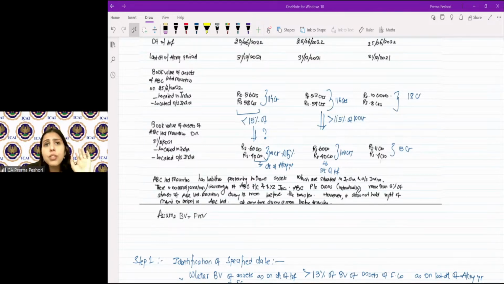Is this clear? How to take the specified date, students? Yes or no? Step 1 is very clear to all of you. Who has not understood as yet? This is very simple. Yes or no, students? I need the answers. Have you understood what is the specified date? Yes or no, students? Faster. I need the answer. Faster students, I need the answer. Specified date.